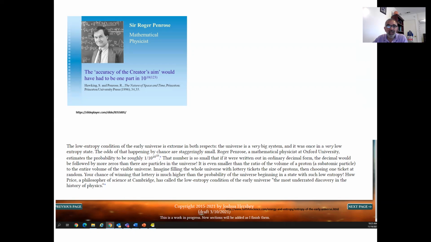There are probably about 10 to the 80 particles only in the universe. Shouldn't say only, but you can get the idea of how staggeringly big this number is. It is even smaller than the ratio of the volume of a proton to the entire volume of the visible universe. Imagine filling the whole universe with lottery tickets the size of protons and choosing one ticket at random. Your chance of winning that lottery is much higher than the probability of the universe beginning in a state with such low entropy. Huw Price, a philosopher of science at Cambridge, has called the low entropy condition of the early universe, quote, the most underrated discovery in the history of physics.